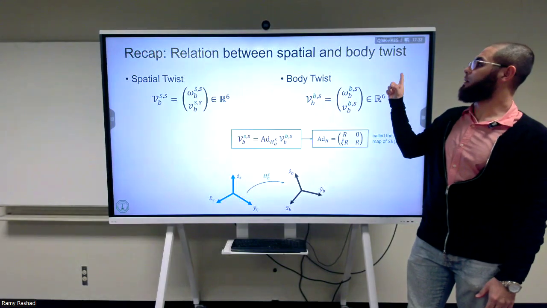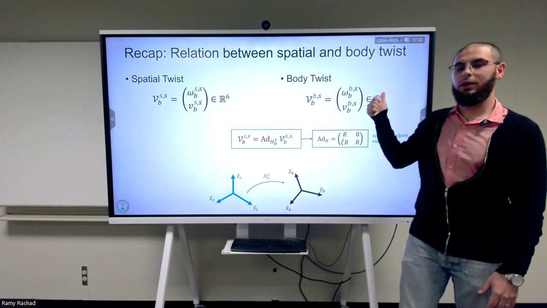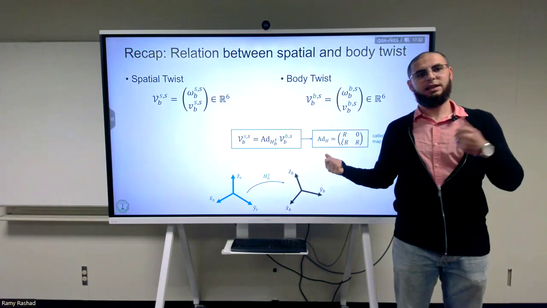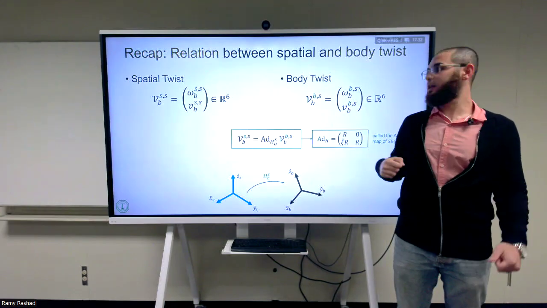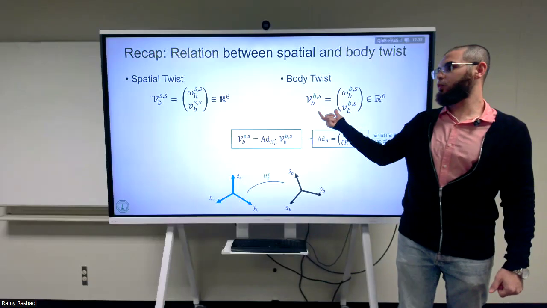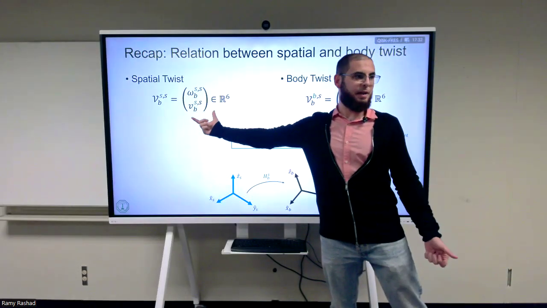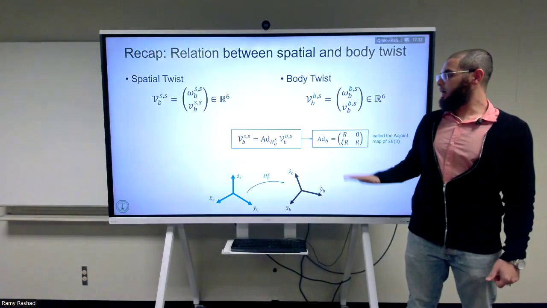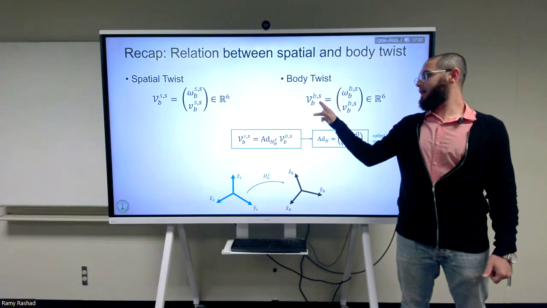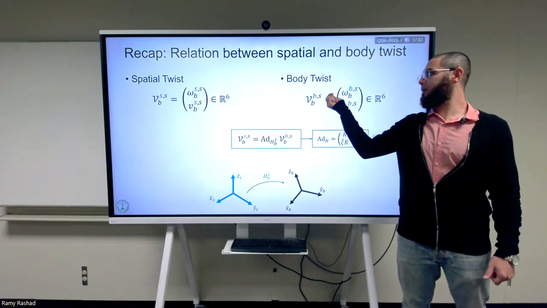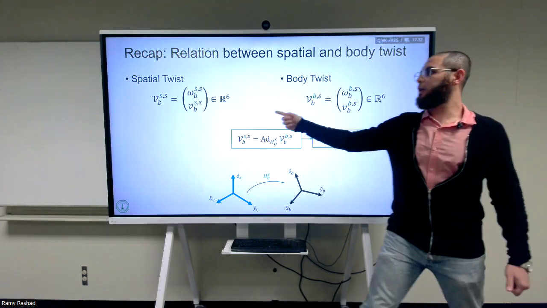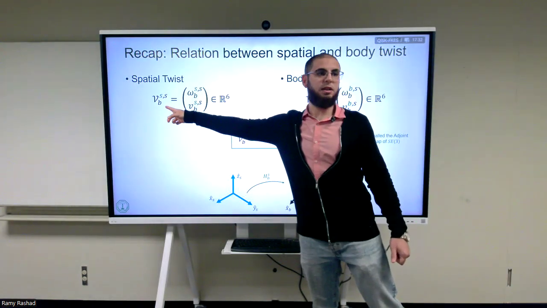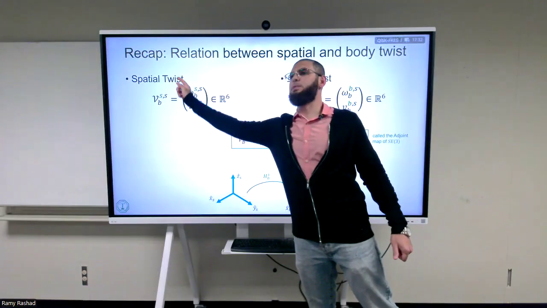Now, similar to what we had earlier, that we have an angular velocity in the body frame and an angular velocity in the spatial frame, we can also have a body twist and a spatial twist. So the body twist is nothing else than the twist, the generalized velocity of frame B with respect to frame S expressed in frame B. While here you have the generalized velocity of frame B with respect to frame S expressed in frame S.